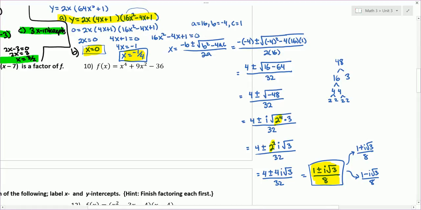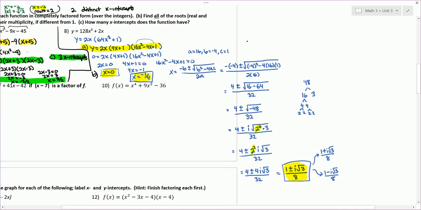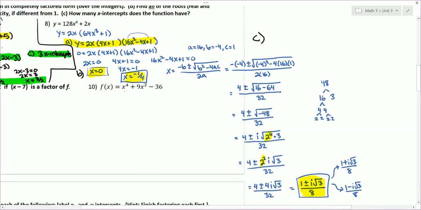So that's part B. And so there are 4 different roots. And so part C says, well, how many of those are real? How many are x-intercepts? So x equals 0 is an x-intercept, x equals negative 1/4 is an x-intercept, but the other two are not because they both have the imaginary i. So 2 x-intercepts.